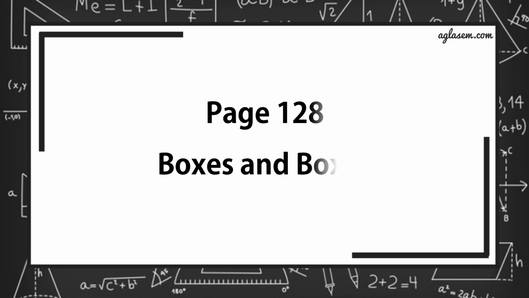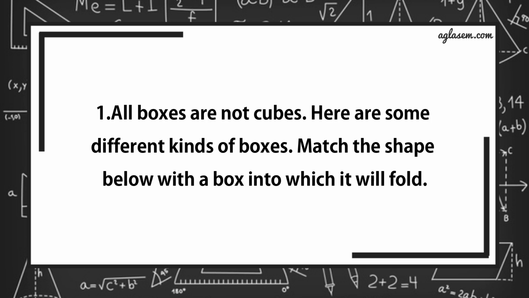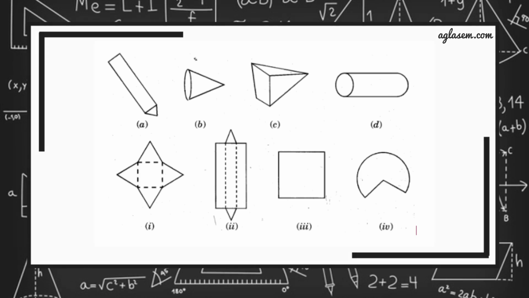Now, turn to page number 128, Boxes and Boxes. Here, question number 1 says, all boxes are not cubes. Here are some different kinds of boxes. Match the shape below with the box into which it can be folded. So here is the image in front of your screen. A matches with 2nd, B matches with 4th, and C matches with 1st, and D matches with 3rd.